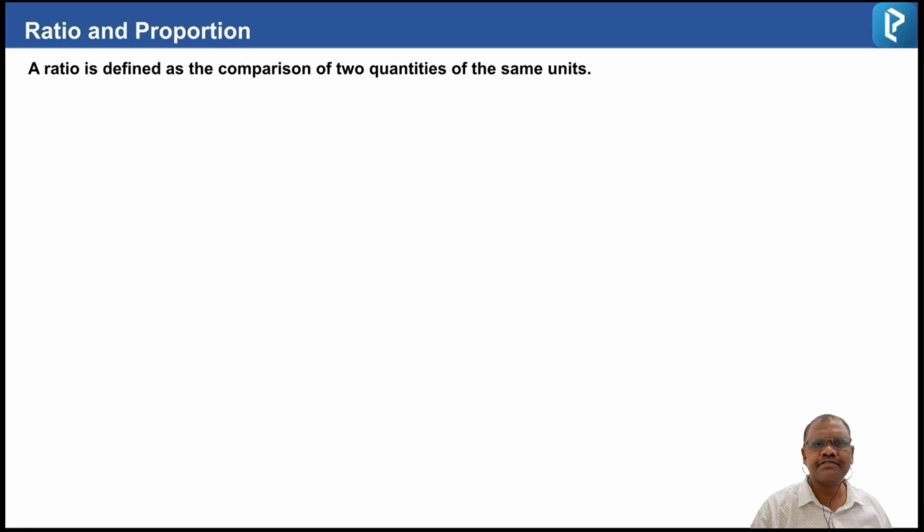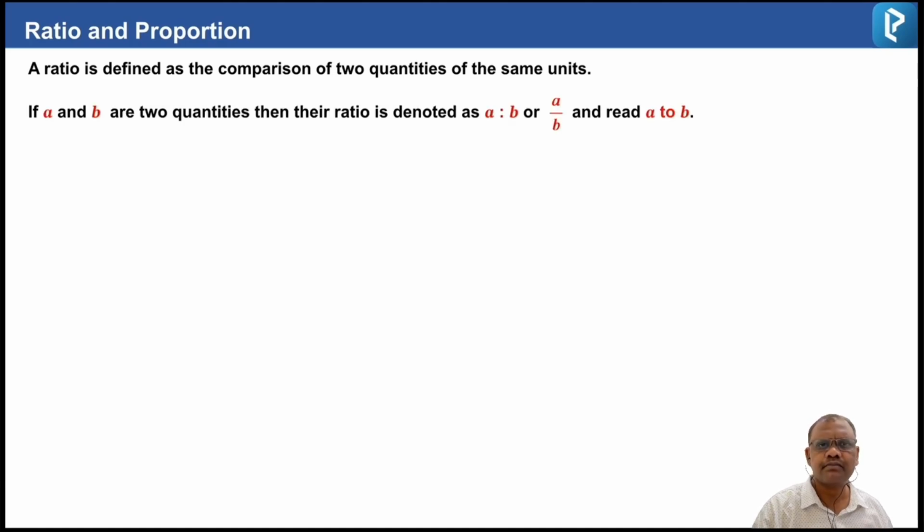A ratio is defined as the comparison of two quantities of the same units. So, when you are comparing the two quantities, they should be in the same units. That comparison is called a ratio. For example, if A and B are two quantities in the same units, then their ratio can be denoted as A colon B or A by B or A to B. In these three ways, we can denote a ratio. Colon is read as A is to B.